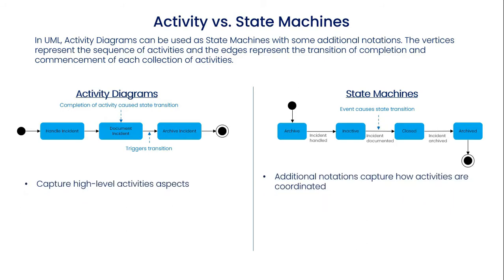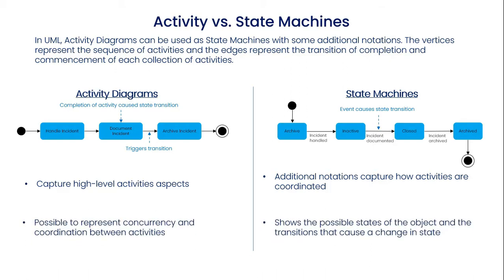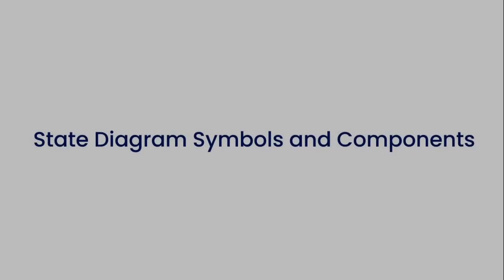Activity diagrams capture high-level activities aspects, whereas in state machines, additional notations capture how activities are coordinated. Under activity diagrams, it is possible to represent concurrency and coordination between activities, while state machines show the possible states of the object and the transitions that cause a change in state.